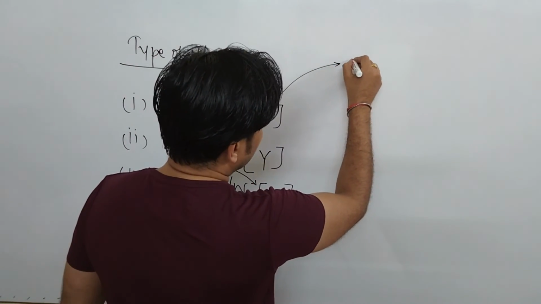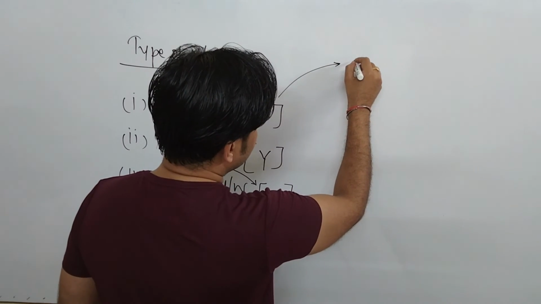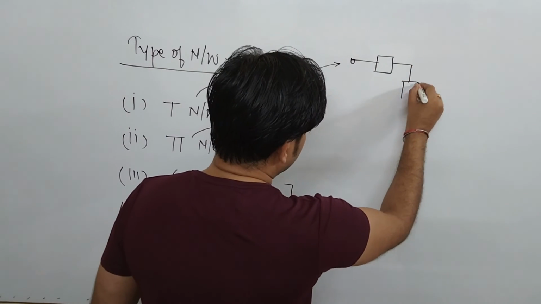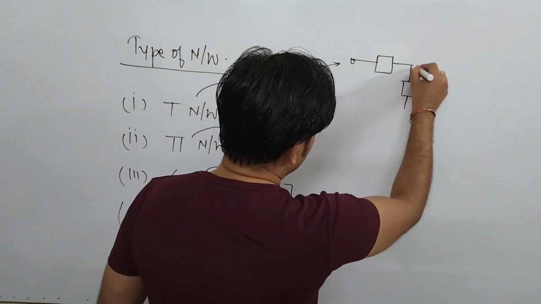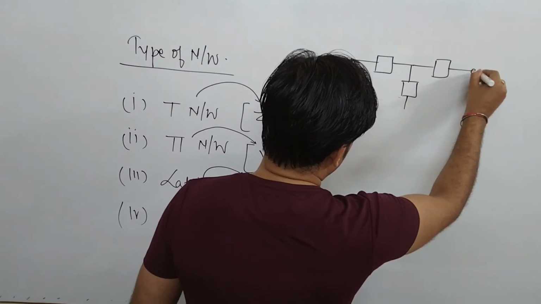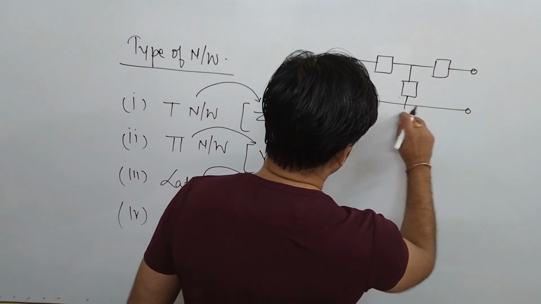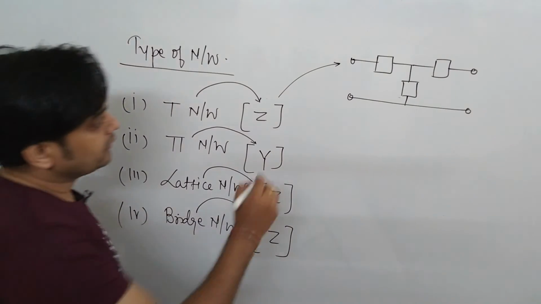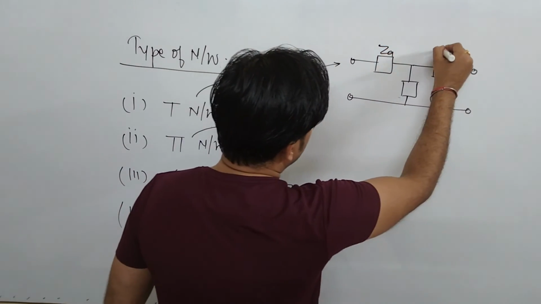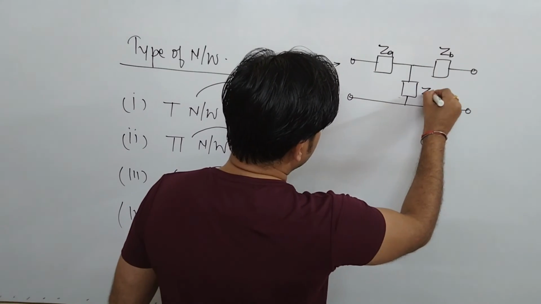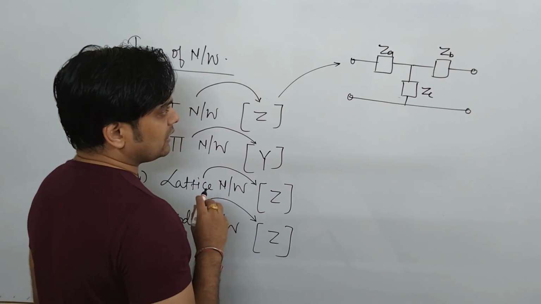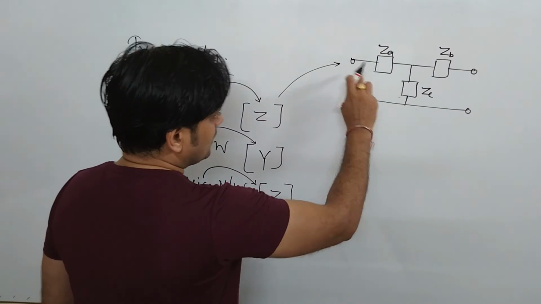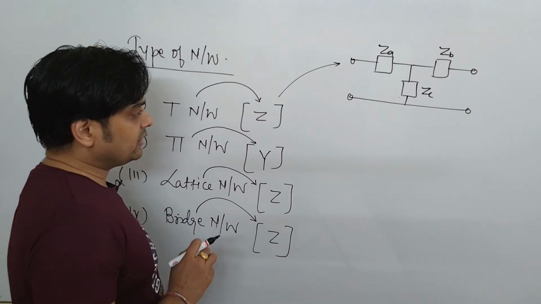I will show you the combination. Just remember the combination. This is a combination of the T network, and these impedances are referred to as ZA, ZB and ZC. Here we call them impedances. So this is a T. It looks like a T, so we call it a T.